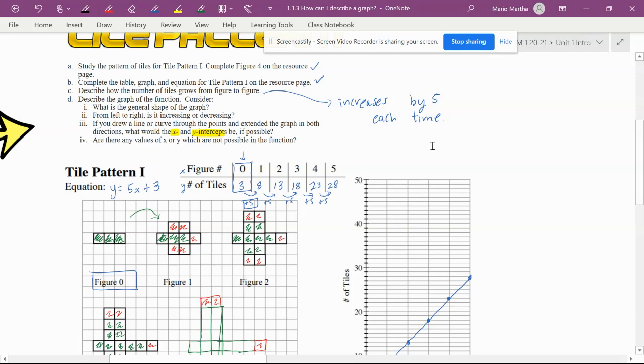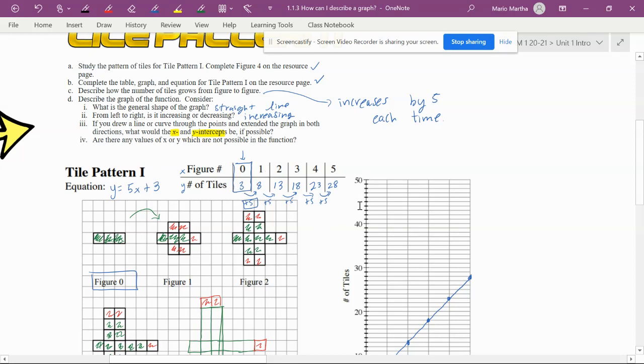All right. And then what is the general shape of the graph? It's a straight line. We can see that. All right. Is it increasing or decreasing from left to right? We can say it's increasing, right? It's going up, increasing. And we can see it on the tiles too. It keeps going up by 5.